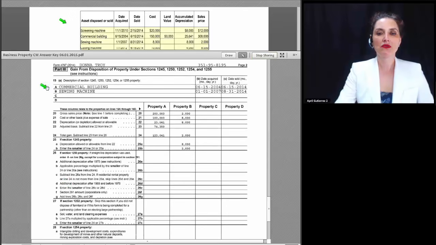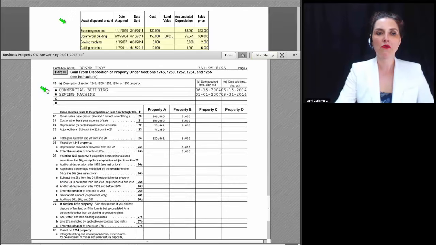So on page 2, we identify the assets for which income is being reported, and any part of that income is a recapture of depreciation. We can see that the assets that fit that bill are the commercial building and the sewing machine. But the cutting machine, Donna paid $10,000 for it. It had $4,000 of depreciation, so that means it has an adjusted basis of $6,000, but it sold for $5,000. That's a loss. So it's not going to go in Part 3.